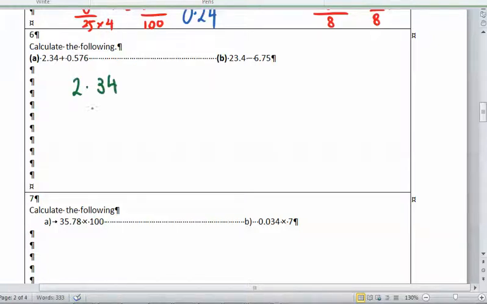2.34. Where do I put the decimal place? Well, in the same spot. 576. Yes. Now, we've got, add any zeros. 0 plus 6 is 6. 4 plus 7 is 11. Carry the 1. 9. 2.916. That what we got?